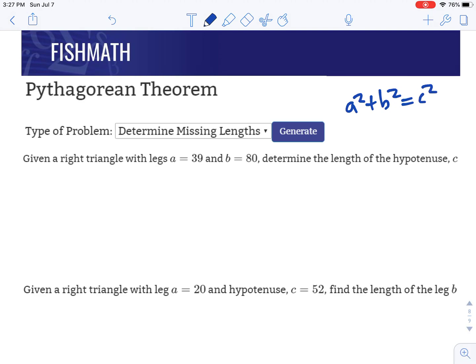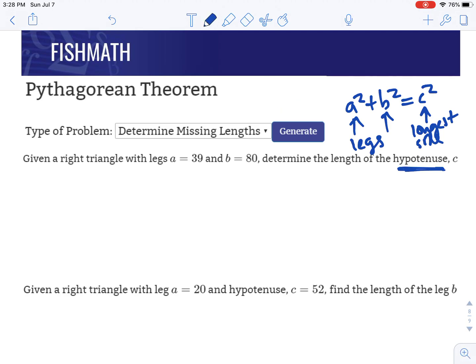But it's very important to know what those letters represent. C is always the longest side, which we call the hypotenuse. And then A and B are the side lengths or the legs of the triangle. Speaking of triangle, what kind of triangle is it? That's also very important. It's got to always be a right triangle.